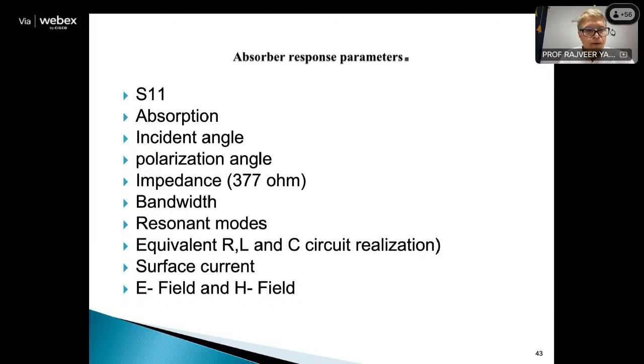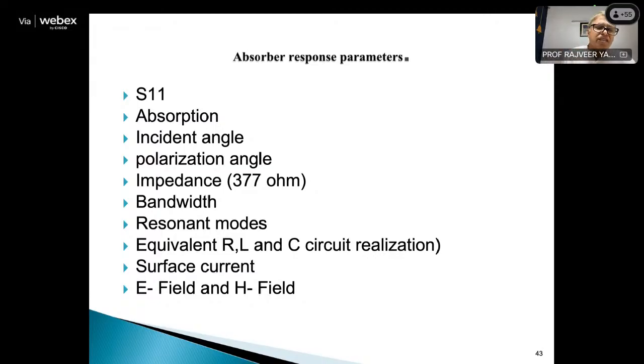Now, these are the important parameters for an absorber. You need to deal with reflection coefficient. You need to deal with absorption. You need to deal with incidence angle. You need to deal with polarization angle. We need to deal with impedance. We need to deal with bandwidth. And a very crucial and important parameter, resonant modes. These modes are frequency specific, and they can tell you what will be the resultant fields. So resonant modes are applicable in both phenomena, in absorption as well as in antenna theory.